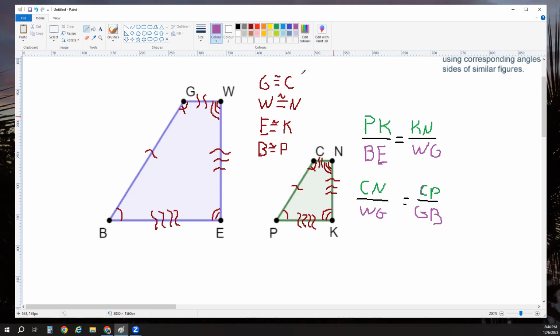Say I switched it up a little bit. Okay, let's say I had GW, right? GW equals CN. Right? This is a big one on top, little one on top, right?